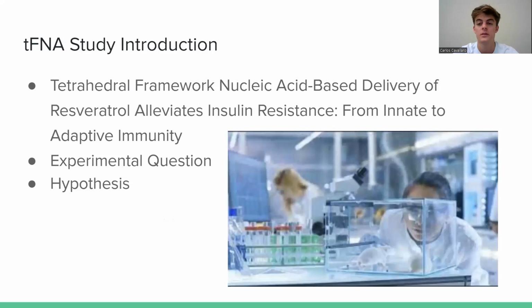So moving on, just a little intro into the study that I'll be talking about. The name of the study is Tetrahedral Framework Nucleic Acid-Based Delivery of Resveratrol Alleviates Insulin Resistance from Innate to Adaptive Immunity. So basically, going into the experimental question, what they started out with saying was that current therapeutic approaches lack efficacy and immunomodulatory capacity. And what they're talking about here is therapeutic approaches of drugs such as resveratrol in helping with diseases such as type 2 diabetes and other metabolic diseases.